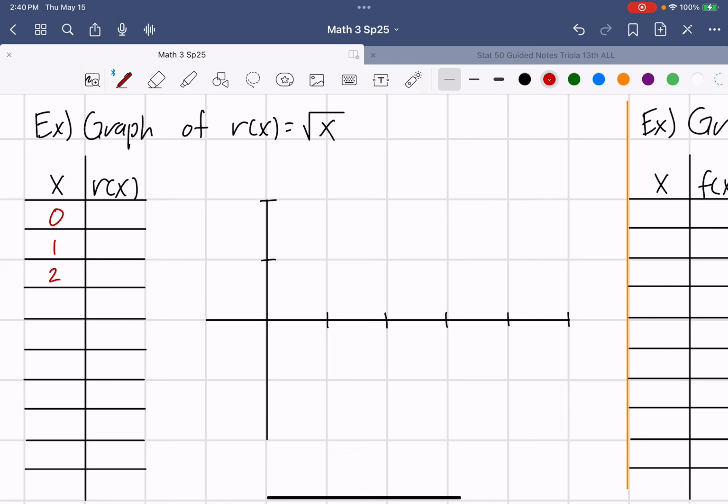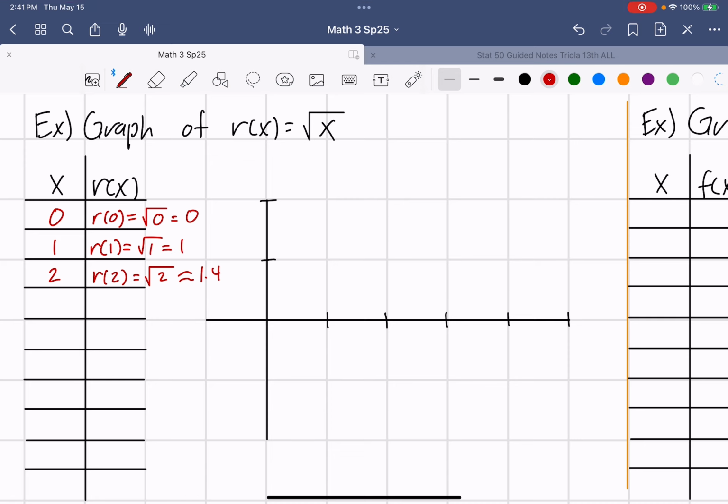The goal was to simplify these. If I'm going to do r of 2, that's going to be the square root of 2, which is a real number. To give an approximate value, it's 1.4. But the idea is you want to have nice numbers to make it nicer to graph. The square root of 0 is 0, right? r of 1 is equal to the square root of 1, which is 1.